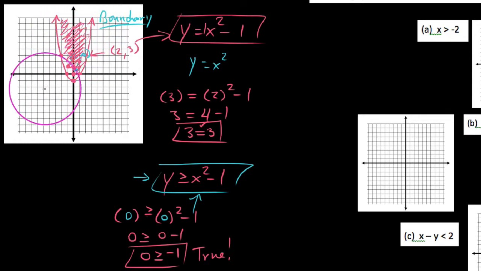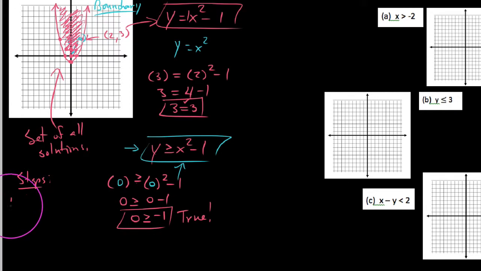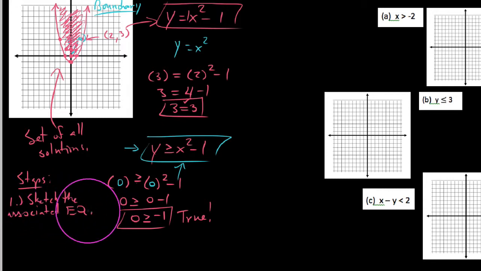So we would say the graph of this linear or nonlinear inequality would be this, and this is the set of all solutions to the original argument. So if we were going to list out the steps that we've taken in this entire process, number one is this: we sketch the associated equation. When I wanted to sketch y is greater than or equal to x squared minus 1, we sketch y equals x squared minus 1 first to separate the plane into two regions here. So we get this parabola.